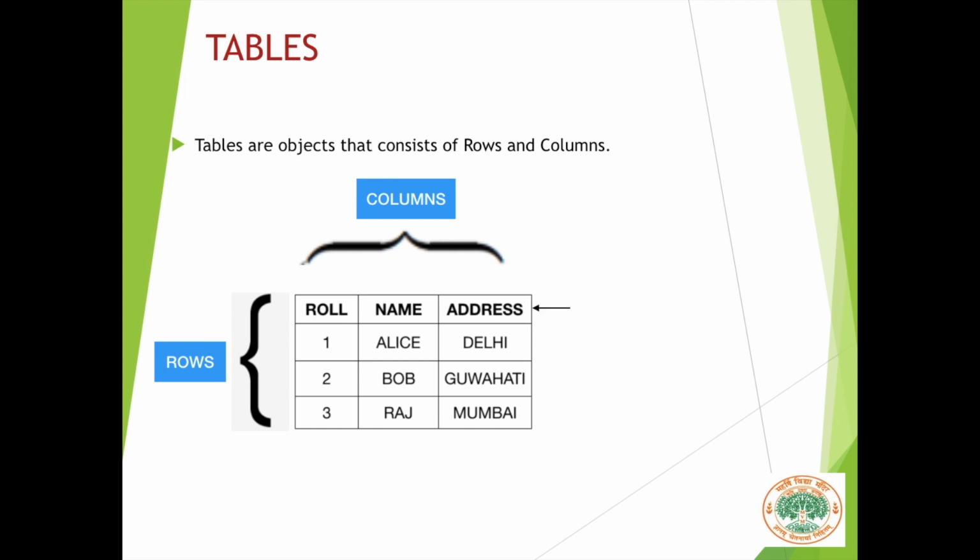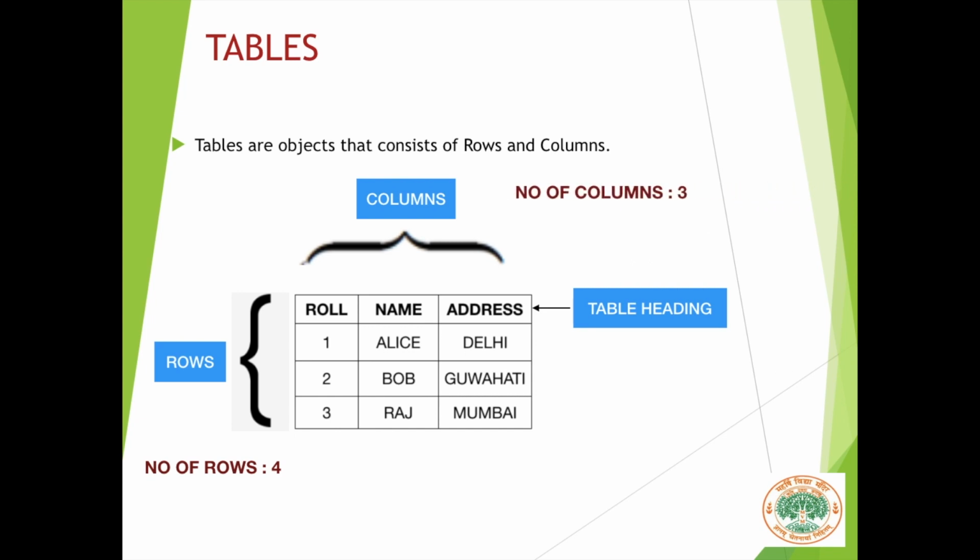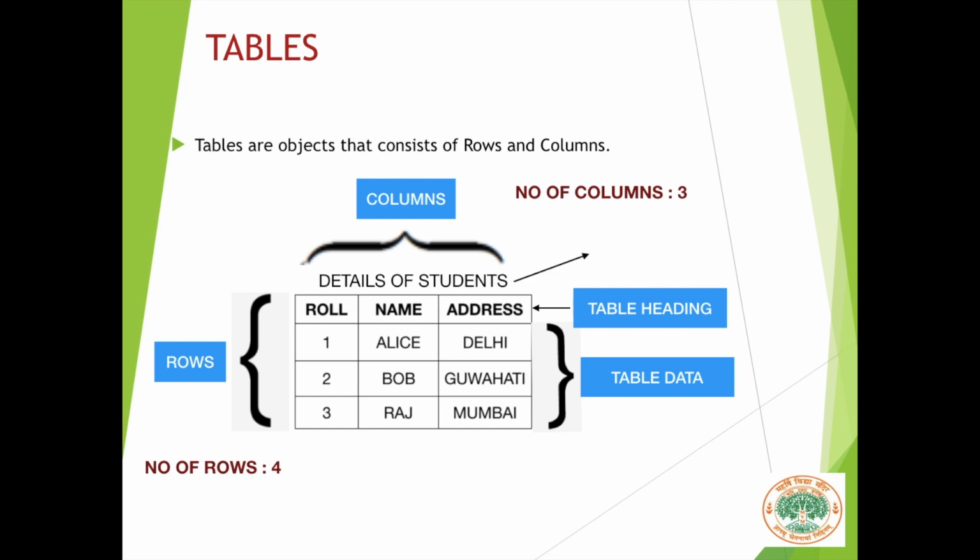The first row is known as the table heading. So here how many rows do we have? We have 4 rows. And how many columns do we have? We have 3 columns. And these parts are known as the table data. Our purpose is to make such a table in HTML. And this is the name of the table, which is also known as the caption.